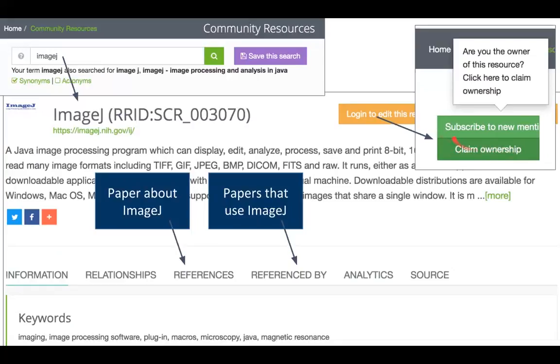Then that would be great. You could also subscribe to new mentions so that when you come back to this site, there will be a little ping for you that says, hey, we found 3 new papers, or whatever number that happens to be.